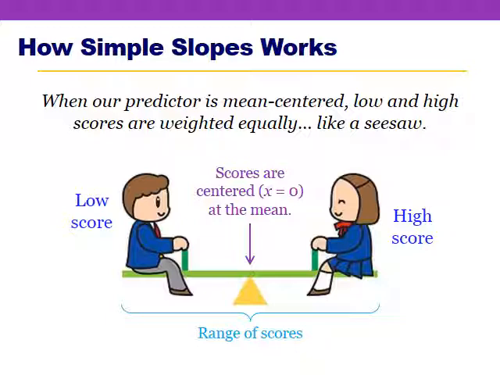And if you've been on a seesaw, you know that if you have 2 people sitting on each side that weigh the same amount, the seesaw will be perfectly balanced, right? As it is right here. What a simple slopes analysis is going to do from a mathematical standpoint is, instead of actually manipulating the data or throwing out any of the data, we are just going to change how the scores are weighted. And the way we're going to do that is by moving the fulcrum on the seesaw.